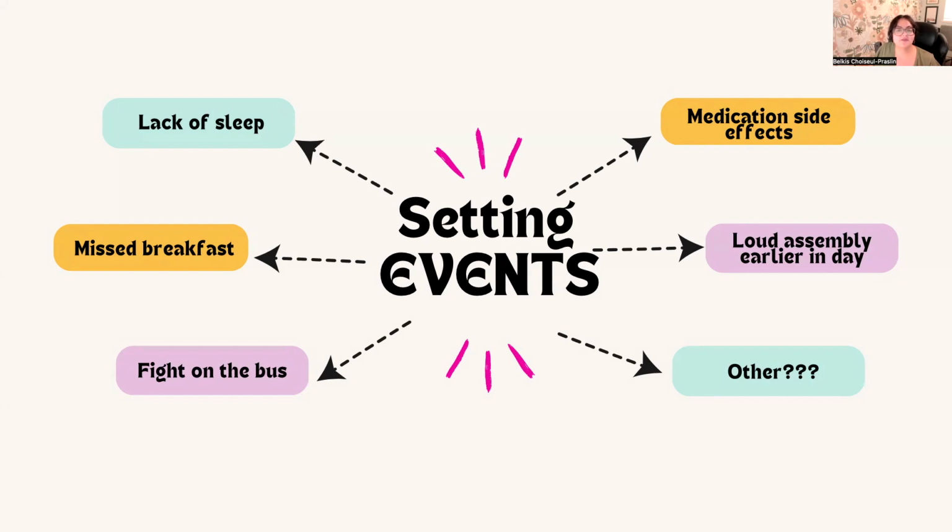Now, let's take it one step further and talk about setting events. Setting events are conditions or experiences that happen well before the ABC sequence, sometimes hours or even days before, but they still influence how likely a behavior is to occur. Think of setting events like background noise. It can either turn the volume up or down on a student's reactions.